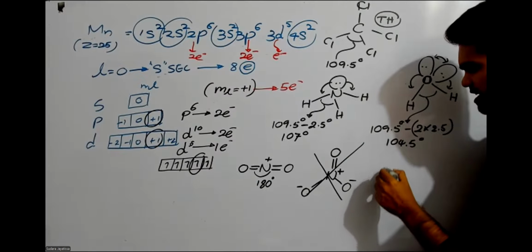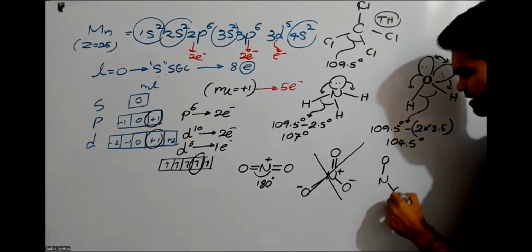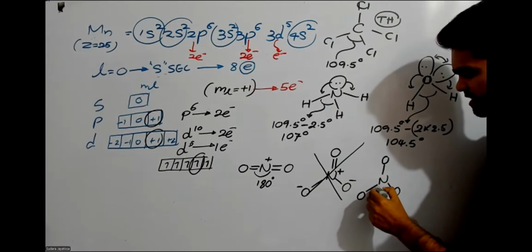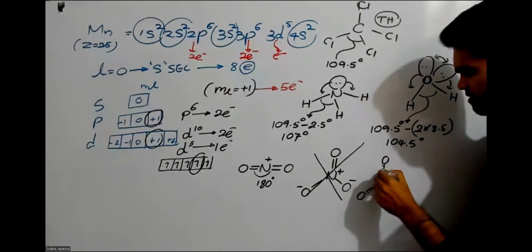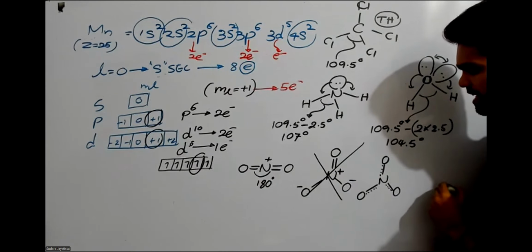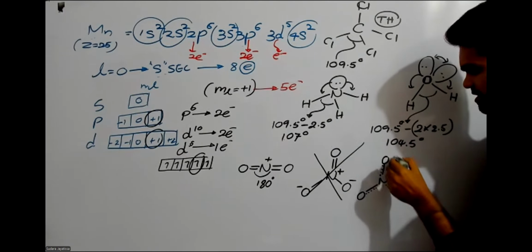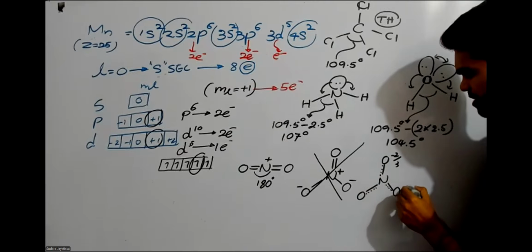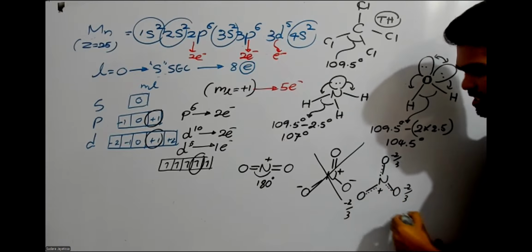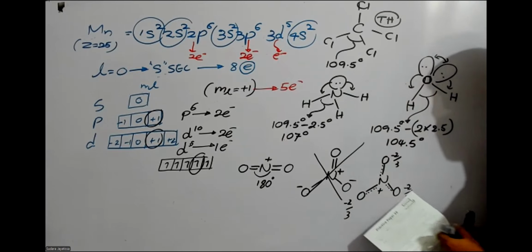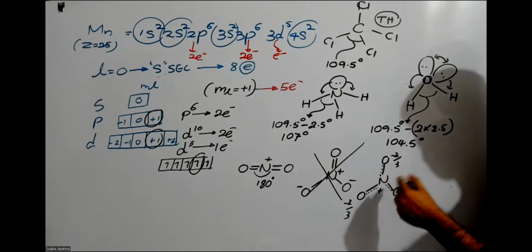The real structure is a hybrid of all the resonance structures of nitrate. There are 3 resonance structures for the nitrate, and when you are talking about the bond angle, you have to think about that structure. So minus 2 over 3, minus 2 over 3, minus 2 over 3. This is the closest structure for the resonance hybrid. Then you can see the repulsion units are the same.